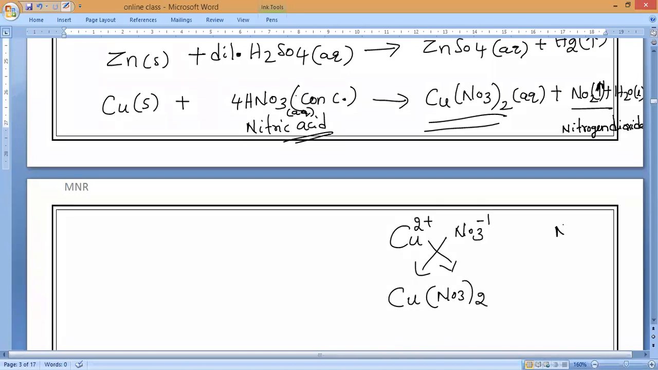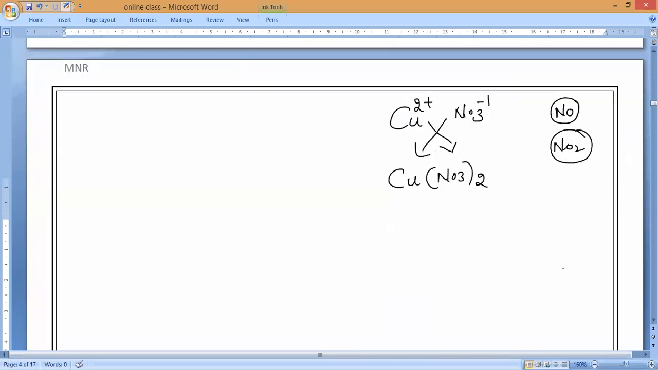Okay. Remember, NO is nitrogen oxide, and NO2 is nitrogen dioxide. Clear, everybody? That is what you have to remember. Any doubt, anyone? Please tell me. Clear, Minal?